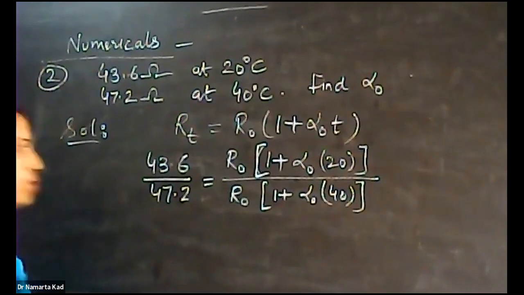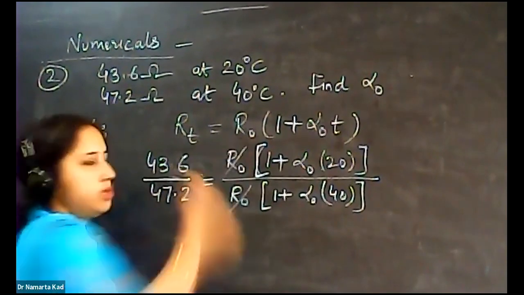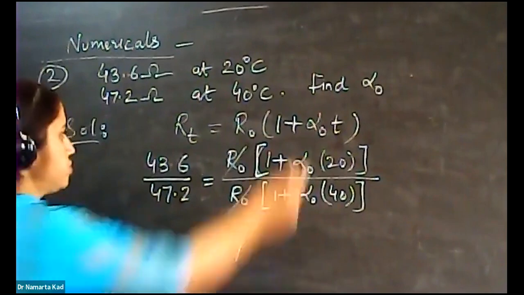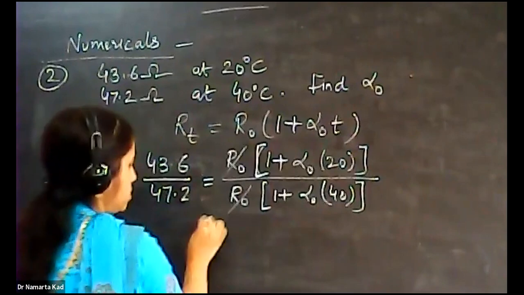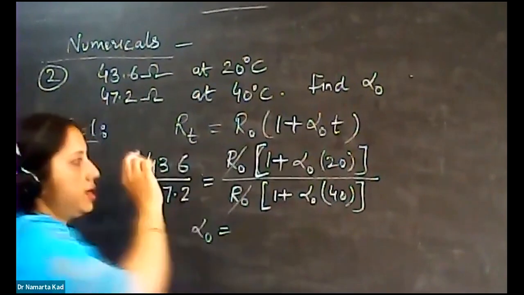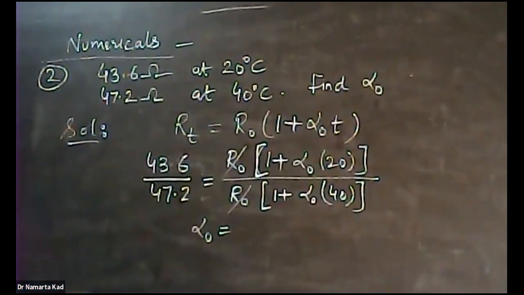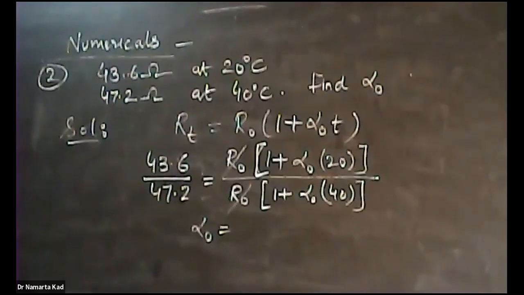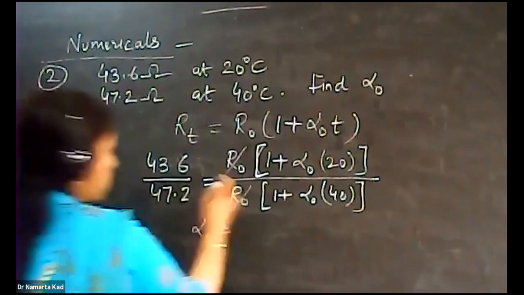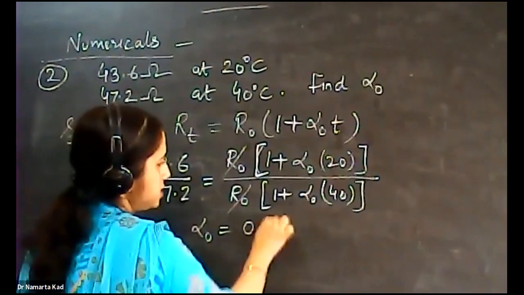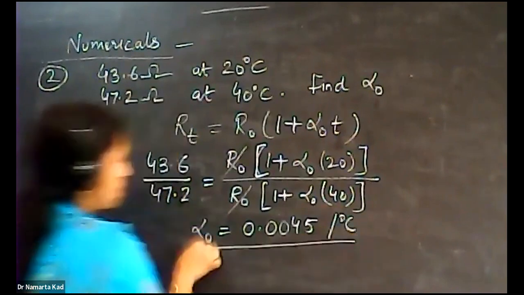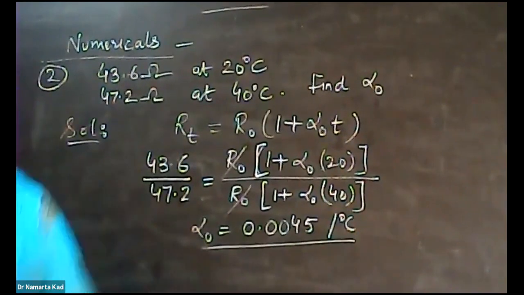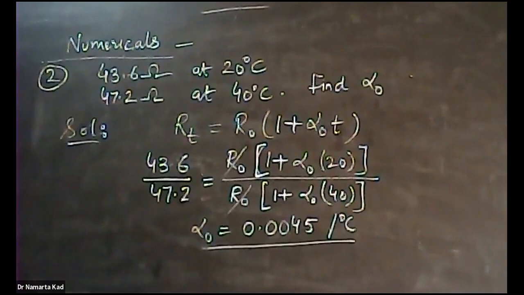Just dividing these two equations, my R naught cancels out, and I have to solve this step to find alpha naught. Now solve it and give me the answer for alpha naught. Answer for this numerical, alpha naught comes out to be 0.0045 per degree C. So this is the answer for alpha naught. Let's do one more numerical.